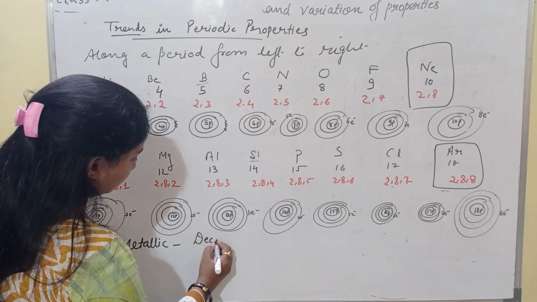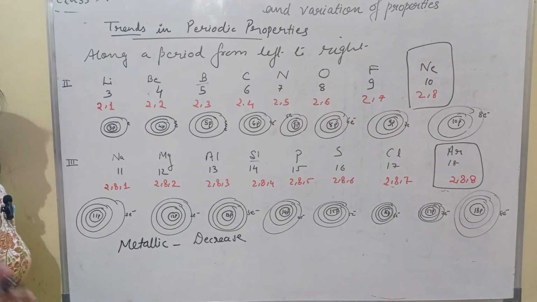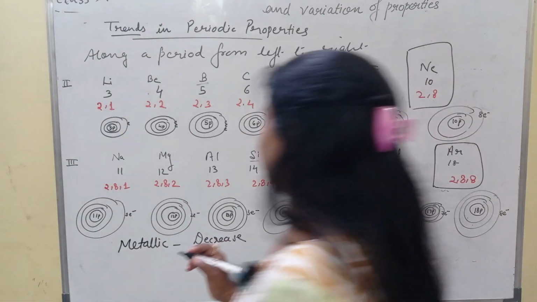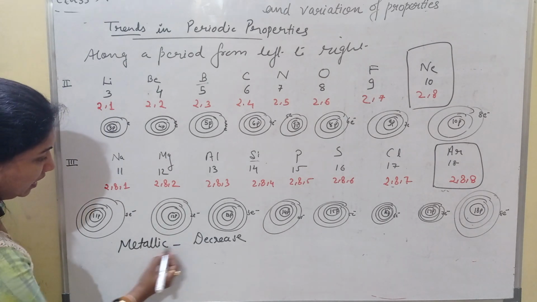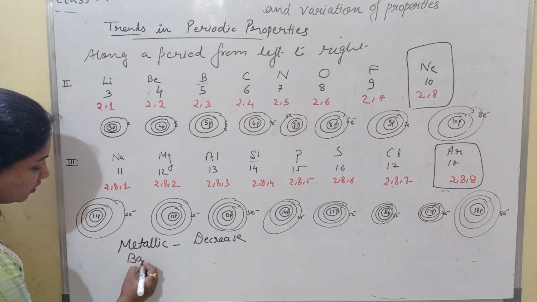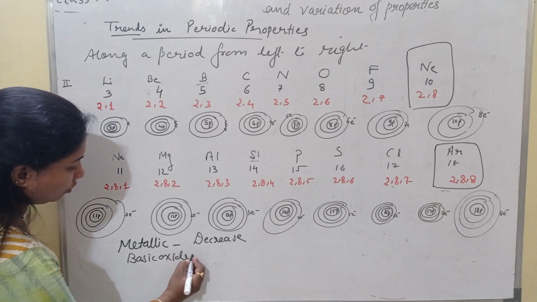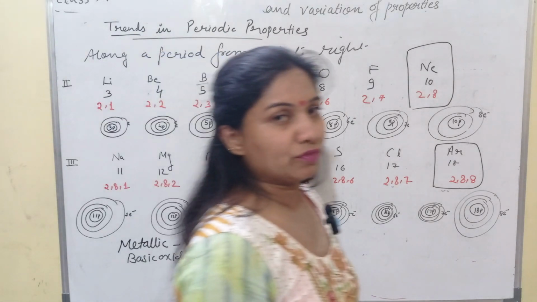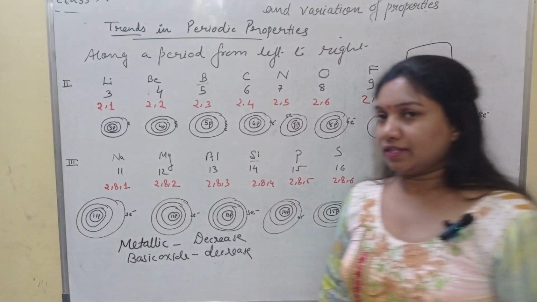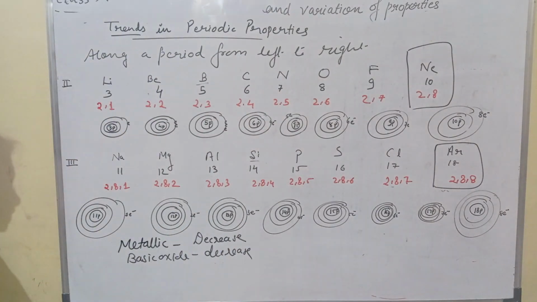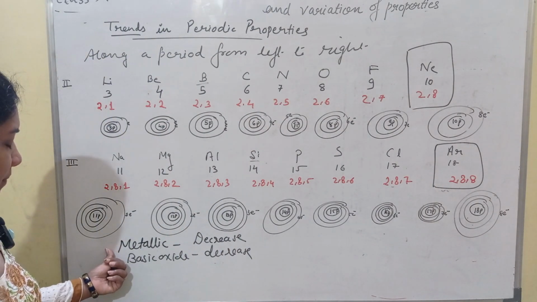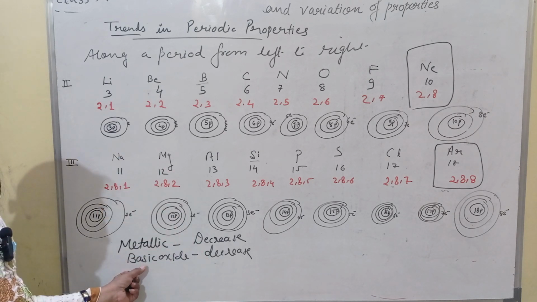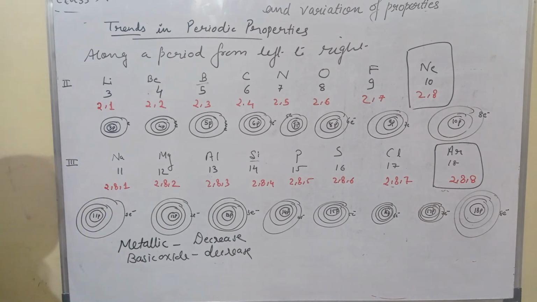Metallic character decreases. And metals form basic oxide. This you have to keep in mind that all the metals form basic oxides. So if the metallic character is decreasing, then the tendency to form basic oxide also decreases. This oxide, acidic oxide, basic oxide, this you will study in detail in your third chapter. Acid, base and salt वाले chapter में हम इसको detail में पढ़ेंगे. For now, you should know that metals form basic oxide, and if the metallic character is decreasing along the period, that means the tendency to form basic oxide also decreases. Now, non-metallic character.